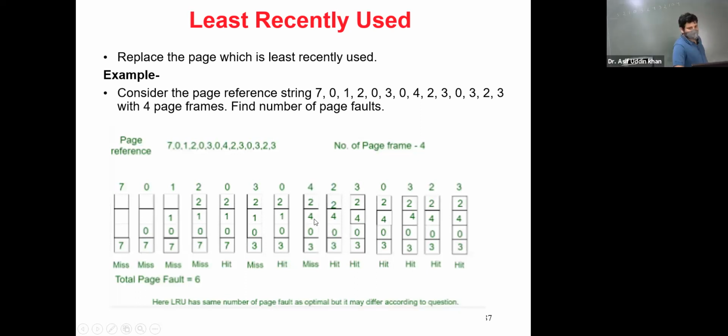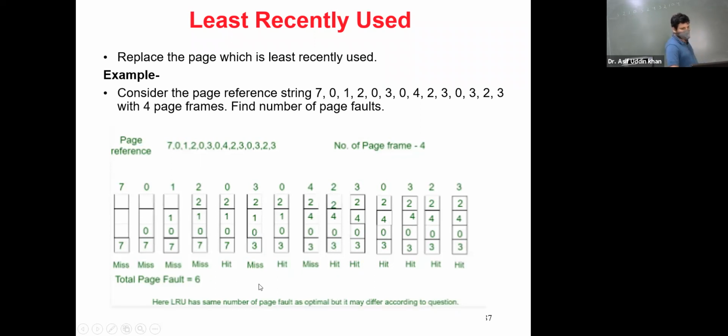Okay. Now again, see the next page which is required. Next page required is 2. Check whether 2 is present or not. Yes, 2 is present. So hit. It means no problem. Then again see the next page 3. 3 is present. So hit. Then next page 0. 0 is also present. Hit. Then 3, present. Hit. Then 2, also present. Hit. 3 also hit. So no problem.